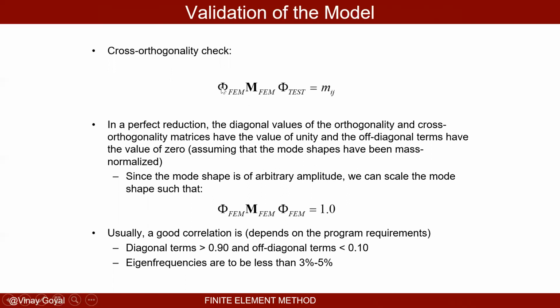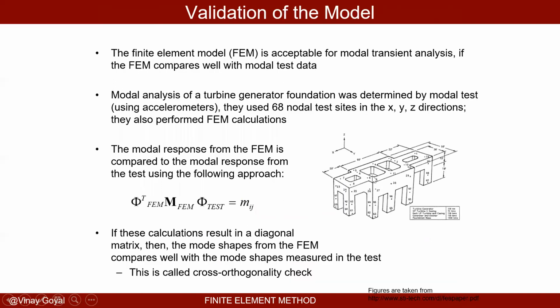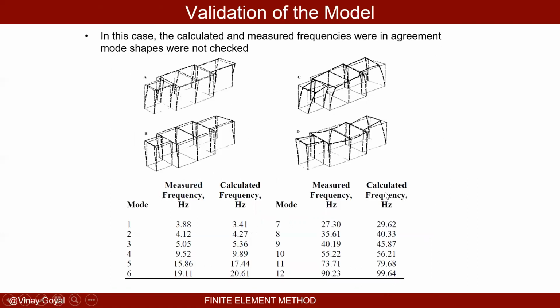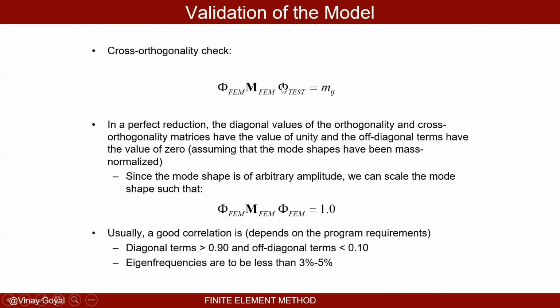So you take the mode shapes of the finite element model. You can determine the mode shapes from the test because you instrumented it and you disturbed it, so you can determine what the mode shapes are there. This multiplication should give you a diagonal if it's perfect, if you have an FEM model that's perfect, but that's never going to happen. So in perfect reduction, the diagonal values of the orthogonality and the cross orthogonality matrices have the value of unity, and the off diagonal terms will have a value of 0.